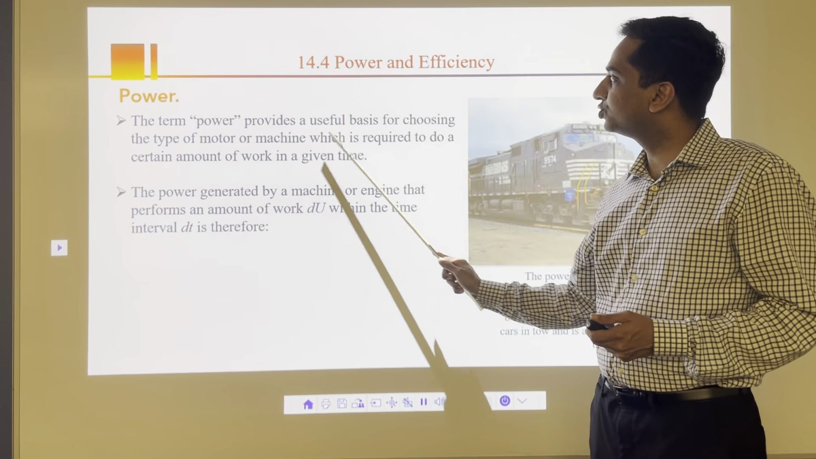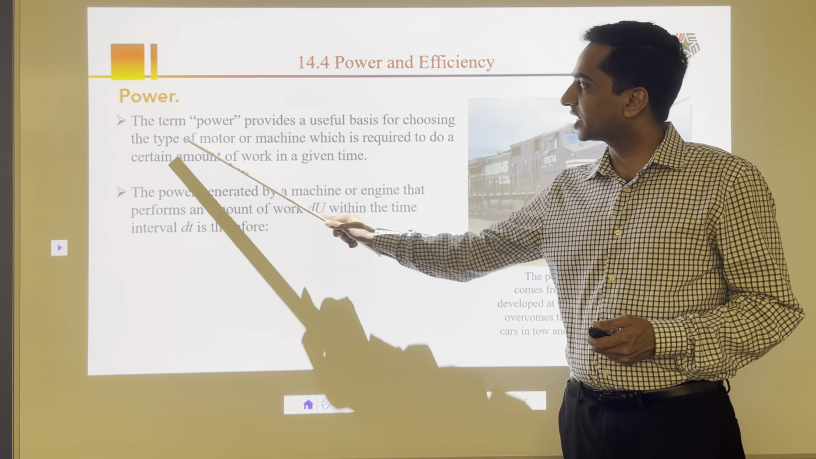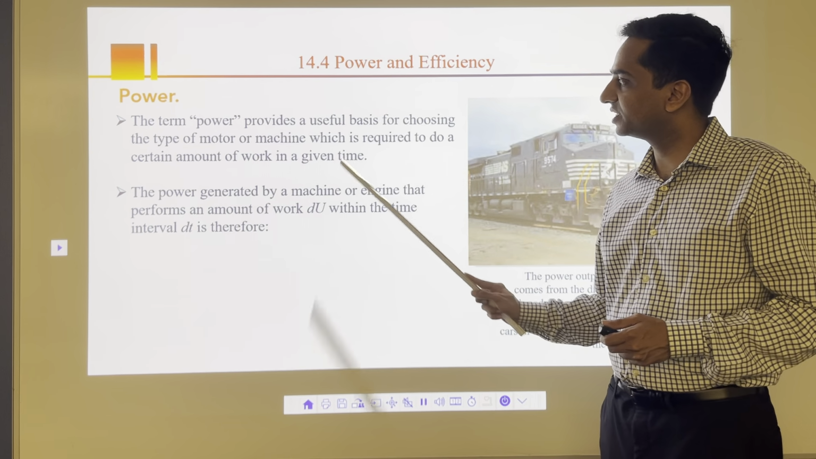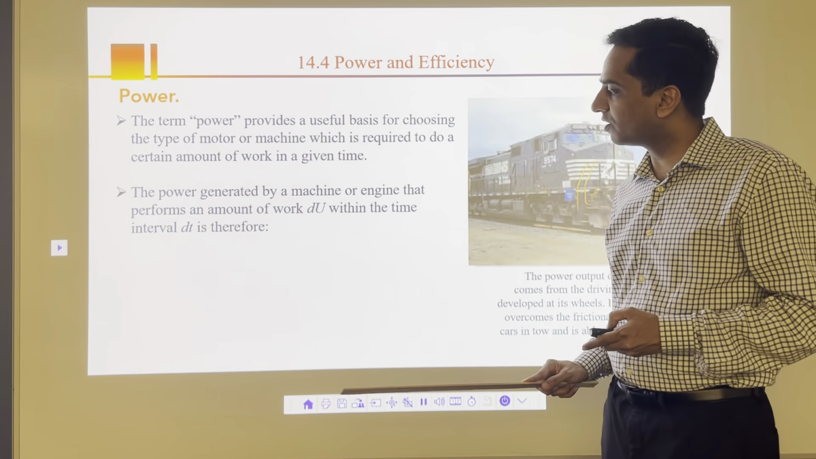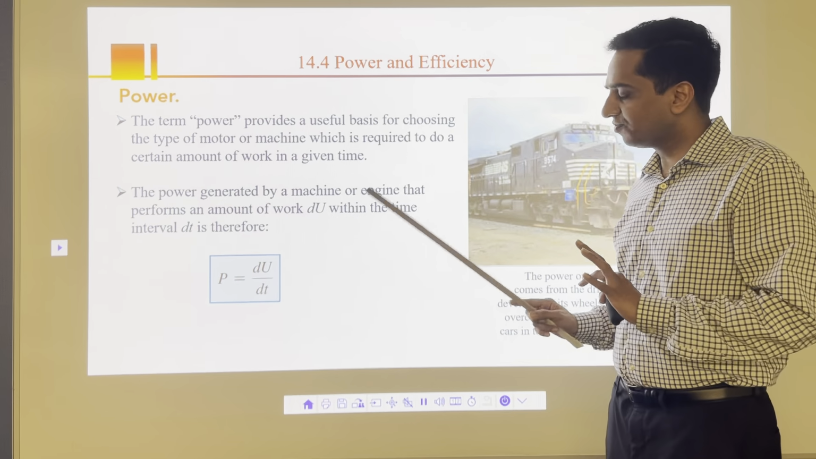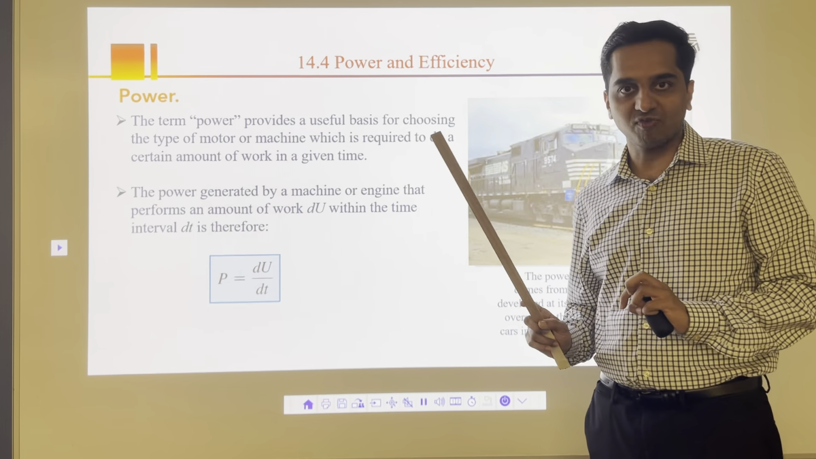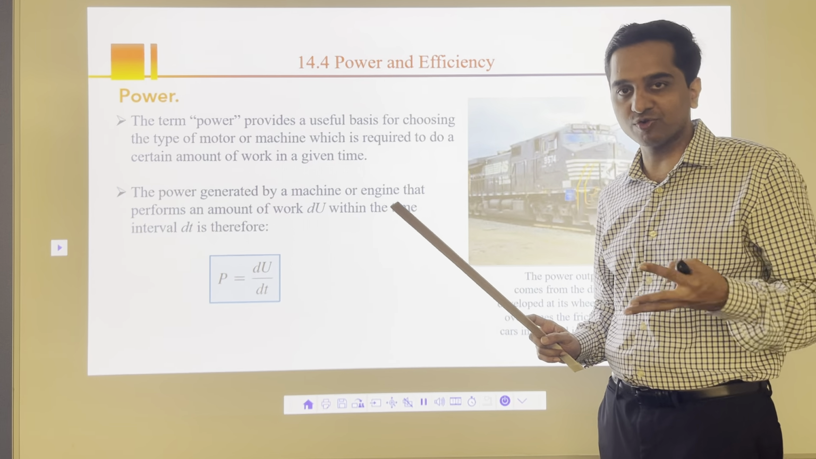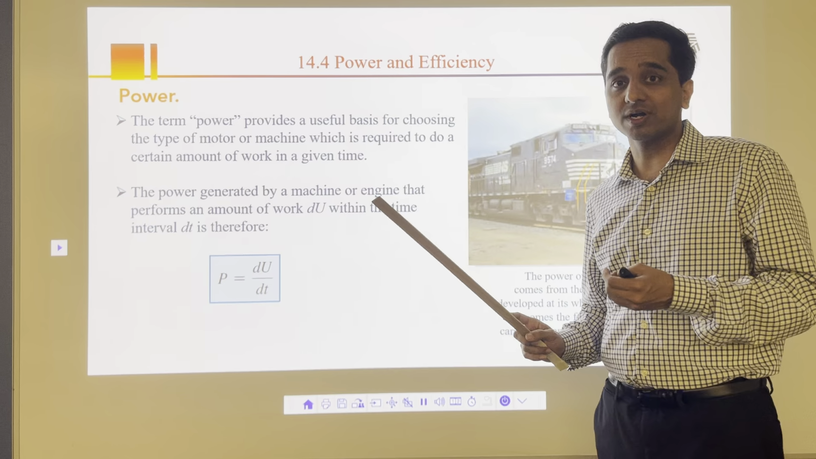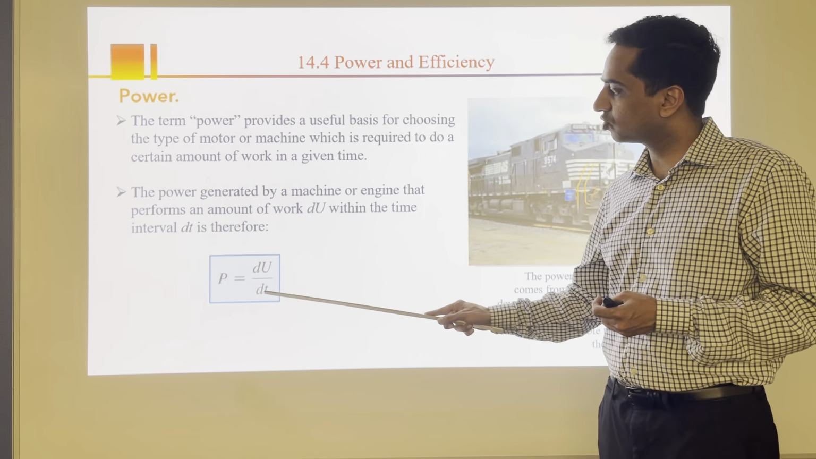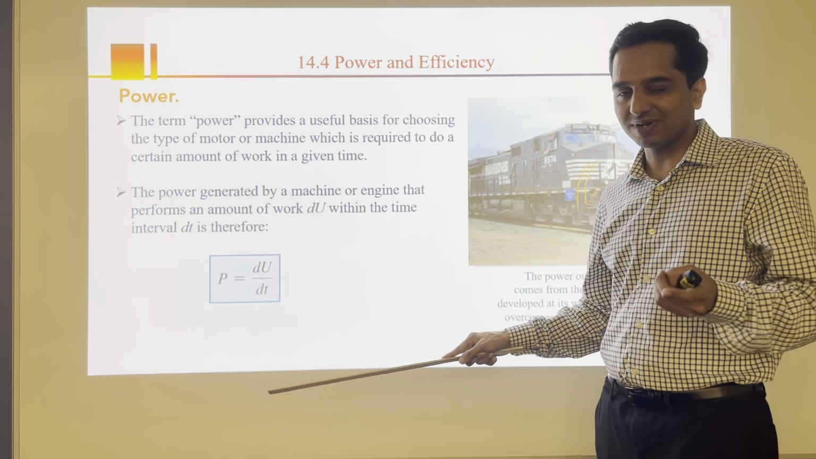The term power provides a useful basis for choosing the type of motor or machine which is required to do a certain amount of work in a given time. In general, power is given by work divided by time. If you are doing the same amount of work in less time, it means you are applying more power. If you are taking extra time, then you have less power. So less the time, more the power; more the time, less the power.